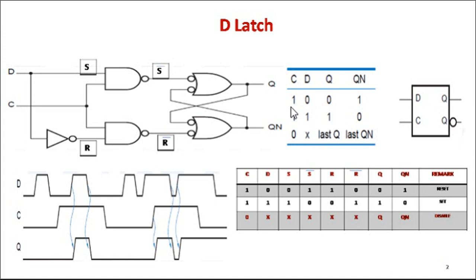If the clock pulse is not applied, meaning 0, then D does not matter. It is a don't care, either 0 or 1, and Q stays at the last value of Q. So it is called the D type flip flop. An SR flip flop, or sometimes a JK flip flop, is converted to the D type flip flop like this, but we have to make the connection.